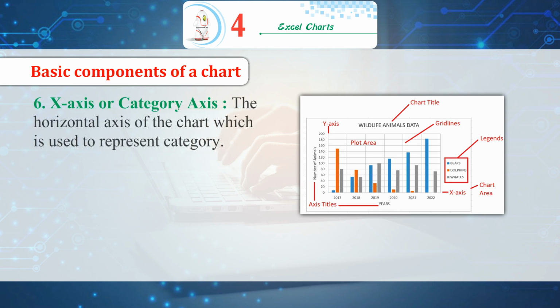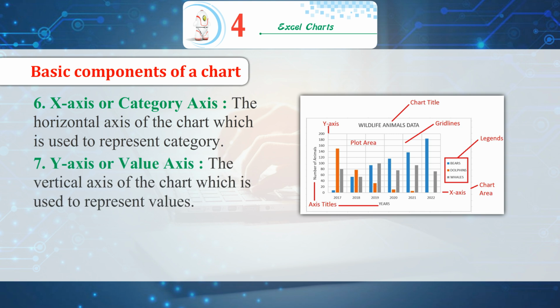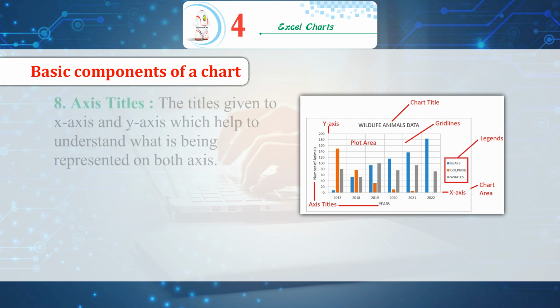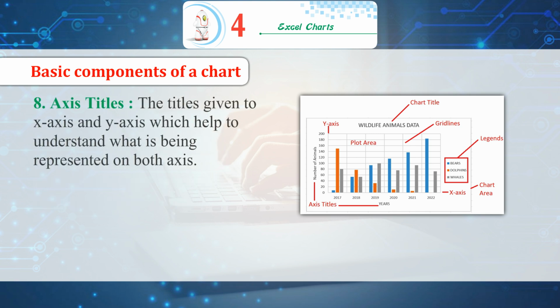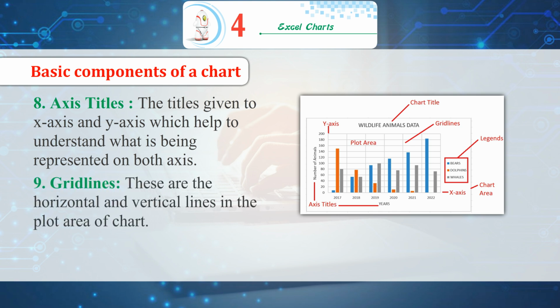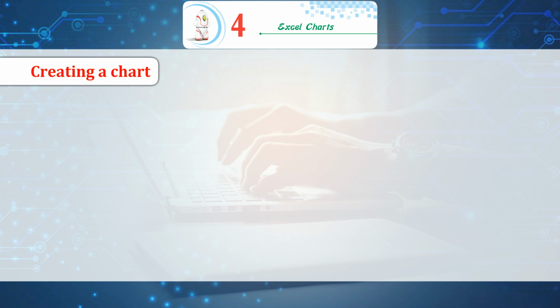6. X-axis or category axis. The horizontal axis of the chart which is used to represent categories. 7. Y-axis or value axis. The vertical axis of the chart which is used to represent values. 8. Axis titles. The titles given to the X-axis and Y-axis which help to understand what is being represented on both axes. 9. Grid lines. These are the horizontal and vertical lines in the plot area of the chart.